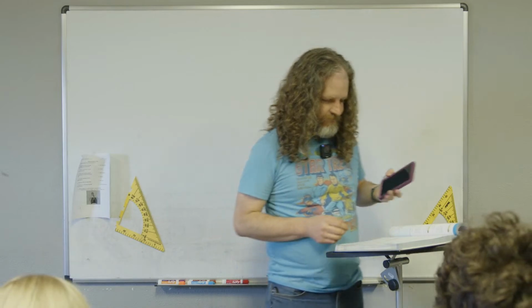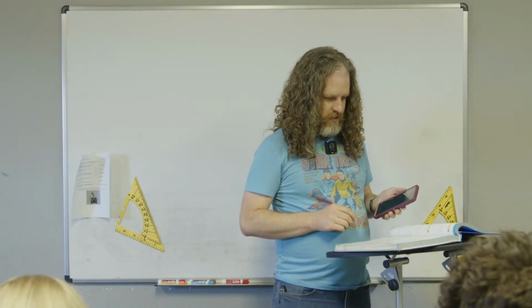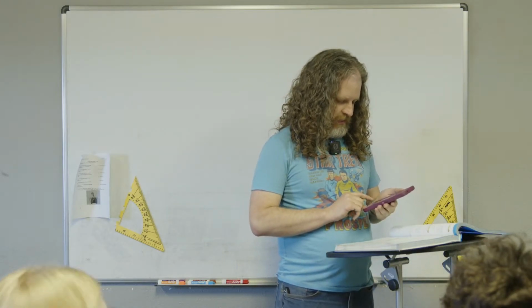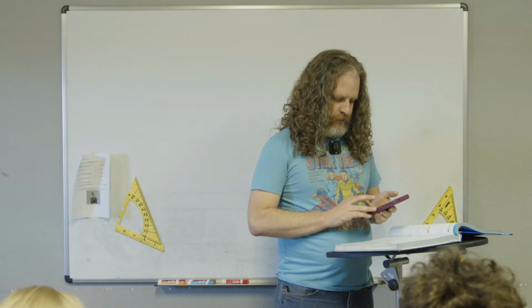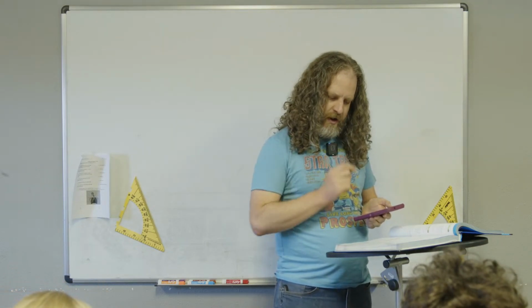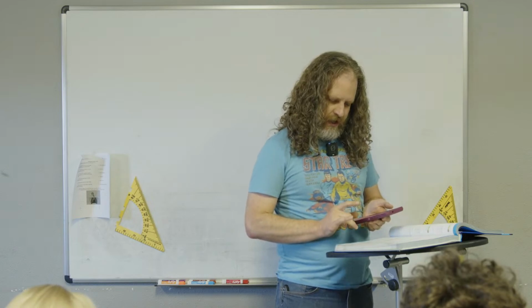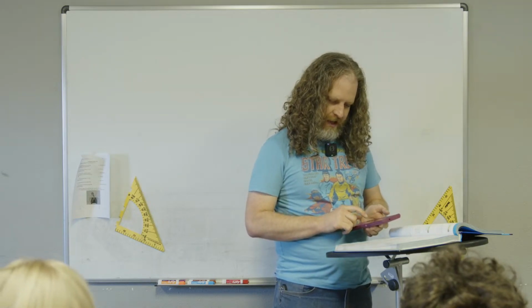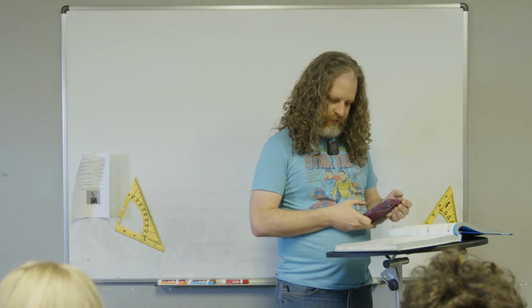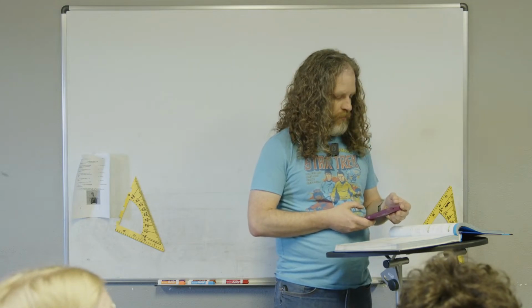Number 14. The equation is y equals quantity x minus 4 squared minus 3. The vertex is at 4, negative 3. Axis of symmetry is at x equals 4. It opens upward.